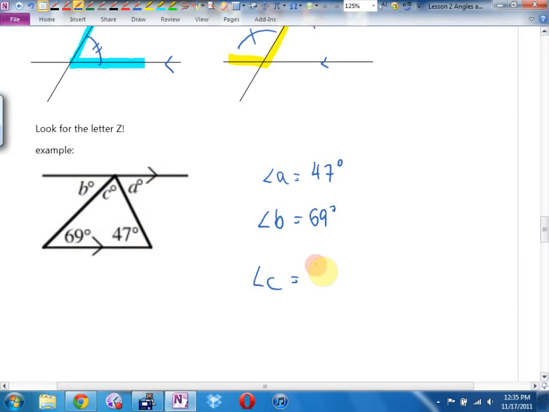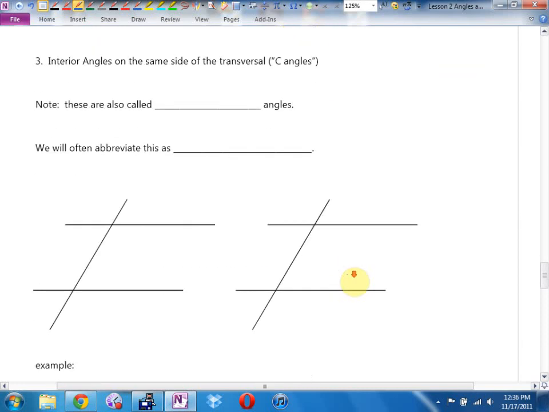Okay. So we have X's, we have F's, Z's, and one more. We have X's, vertically opposite. We have F's, corresponding. We have Zangles, alternate interior. And then we have interior angles on the same side of the transversal. Couldn't they have come up with something shorter for that, Mr. Dueck? Well, yeah, they did.